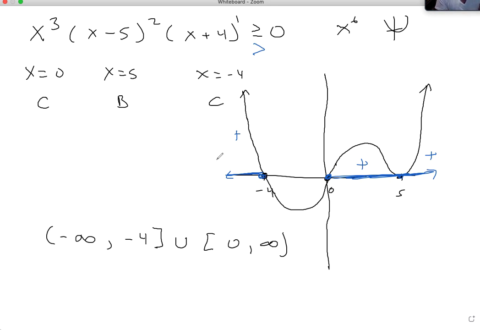And again, if you preferred, you could also do test points. If you did test points, I would probably plug in negative 5, which just seems really hard to plug in and figure out what it's going to do to me, but you could do it. Negative 1, 1, and 6. To me, the graph is a lot easier to do, so that's the way I would go.